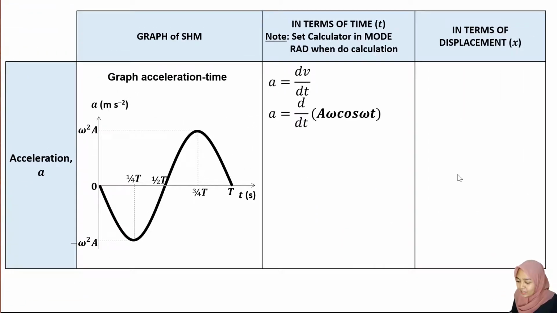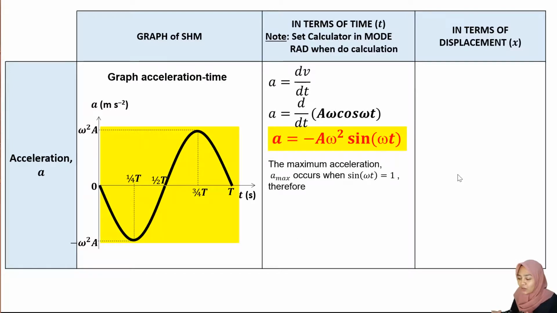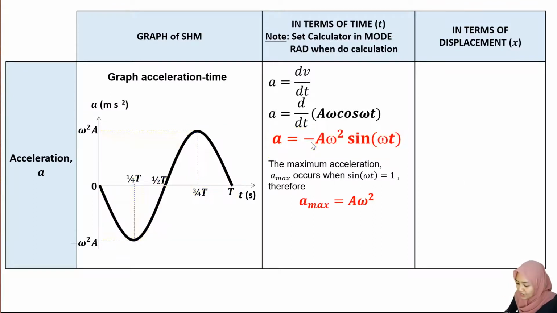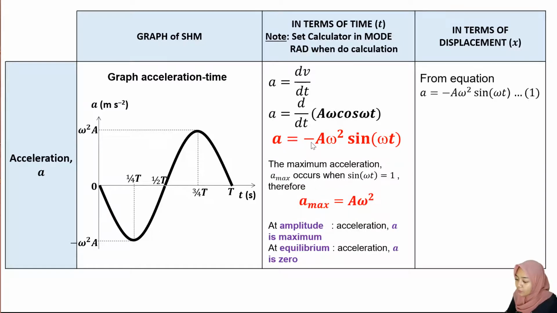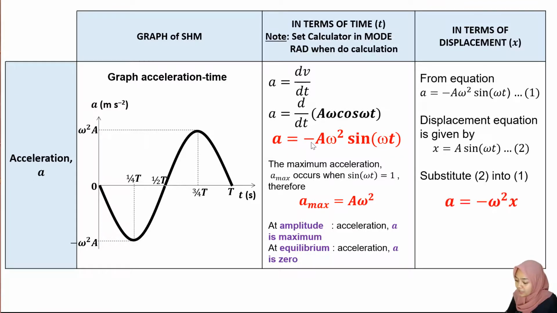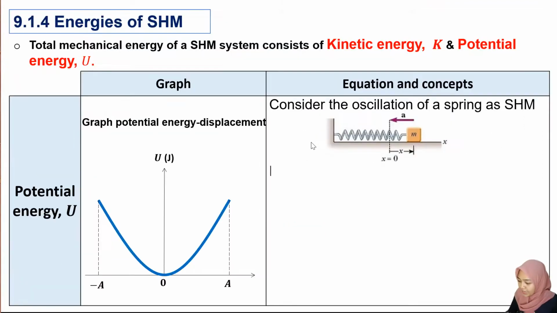So when you do the differentiation, you end up with a equals negative A omega squared sine omega t. Look here that we have the negative sign. And for the maximum acceleration, which is at the amplitude, a max equals A omega squared. And in terms of displacement, we end up with a equals negative omega squared x.